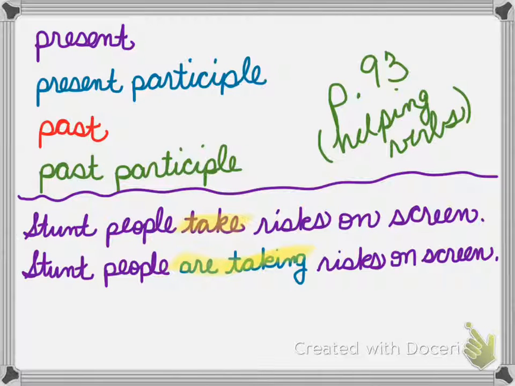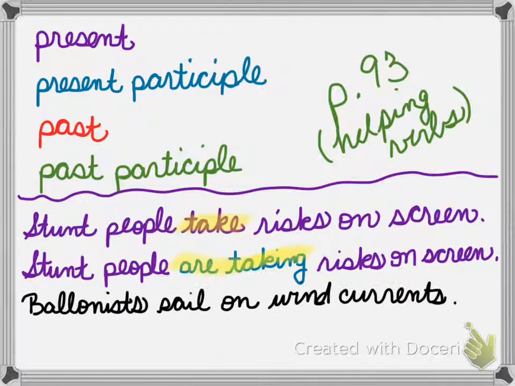Okay, looking at another present to present participle from the 8th grade book, we have 8 balloonists sail on wind currents. So in identifying your verb, you need to determine where your verb is at. And as you can see, your verb is sail. Sail being present tense, we just identify it as present. Balloonists sail on wind currents.